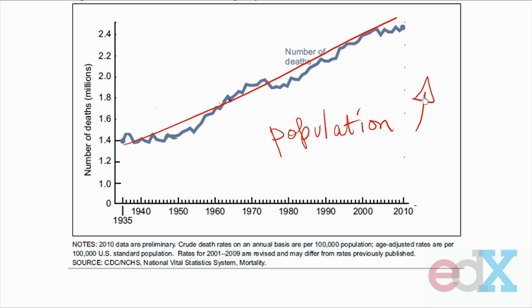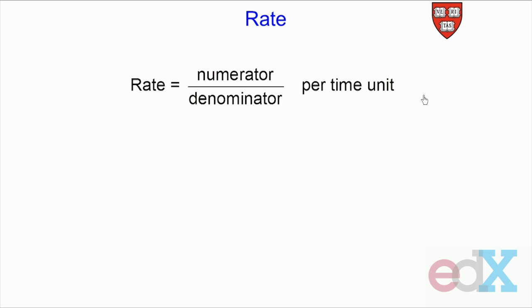Okay, so what can we do? Well, what we can do is we can introduce a rate. Now, a rate has a numerator, which could be the number of deaths, and a denominator, which could be the population size. So like that, we can be correcting for the population size as it gets bigger.